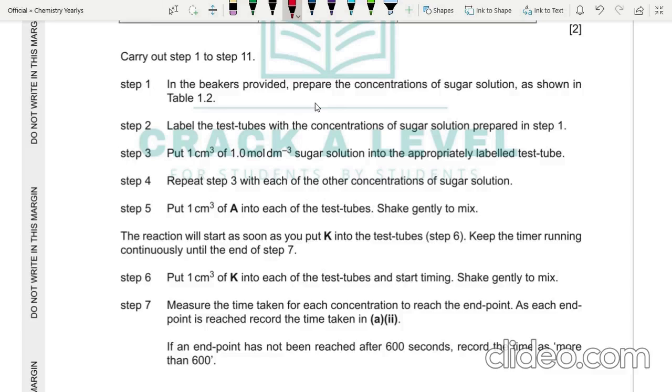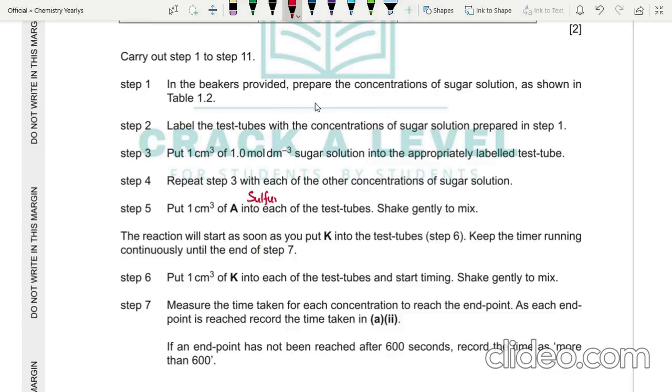So what are we going to be doing? We are going to be first marking the test tubes after preparing the solutions in the beakers, and then we are going to put 1 cm cube of 1 mole dm cube sugar solution into the appropriately labeled test tube. Repeat step 3 with other concentrations of the sugar solution. So we are going to be putting 1 cm cube of the other concentrations into their respective test tubes. Put 1 cm cube of the A into each of the test tubes. So A is the sulfuric acid.